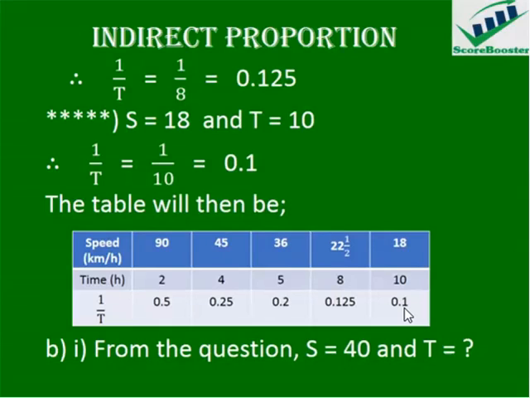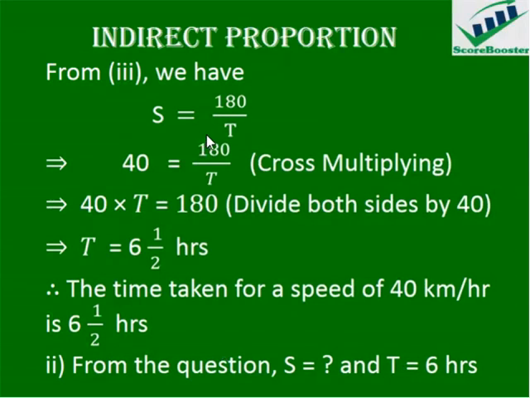So the second question says, how long will it take the car to travel at a speed of 40 km per hour? From that question we know that our time is not given, but we're given that the car is at a speed of 40 kilometers per hour. So we go to the relationship, and that relationship is what? S equals 180 over t, which is the third equation. So S is 40, and we don't know the value for t, so we leave it.